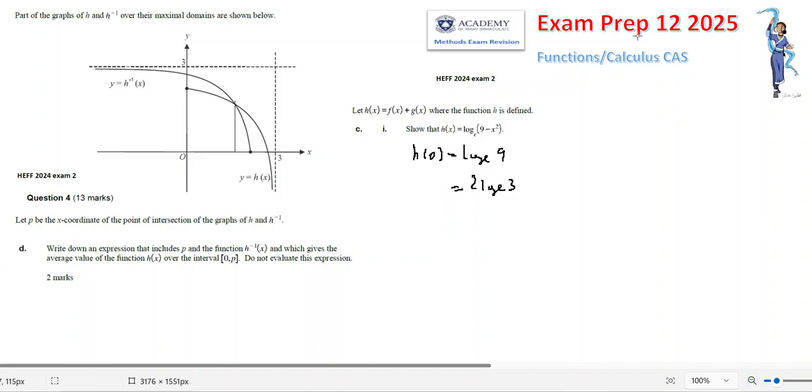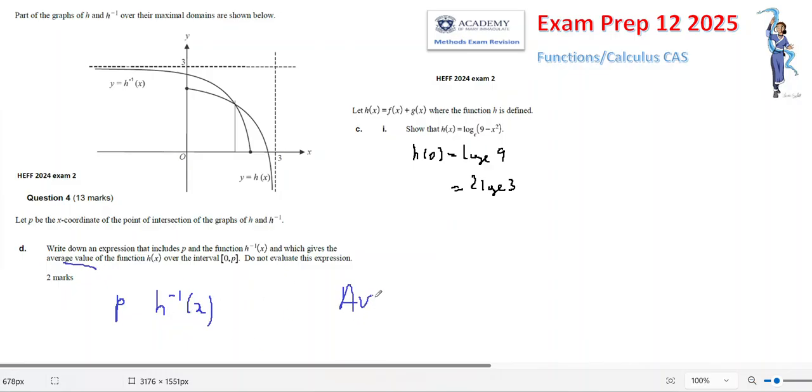Okay, so this comes from exam prep 12. It's question number 4D. And we've got to write an expression that includes P and the inverse. So I've got to have P and I've got to have the inverse of H as part of the answer, which gives the average value.